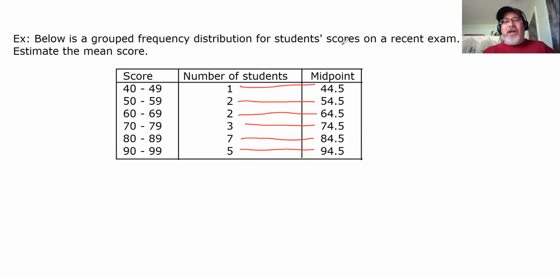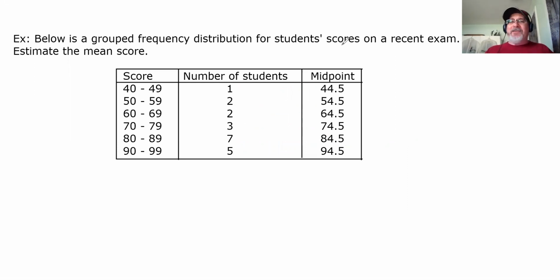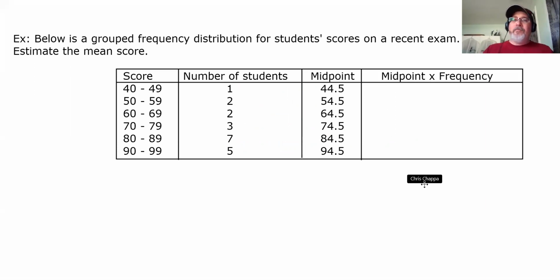So instead of doing a whole lot of adding for each class, we're going to do a little bit of multiplying to help us expedite the addition. For each class, we're going to multiply the number of students, the frequency, if you will, times the midpoint. Again, it doesn't really say frequency in the second column, but the number of students in each class is the same as saying the frequency. And this will help us expedite the addition.